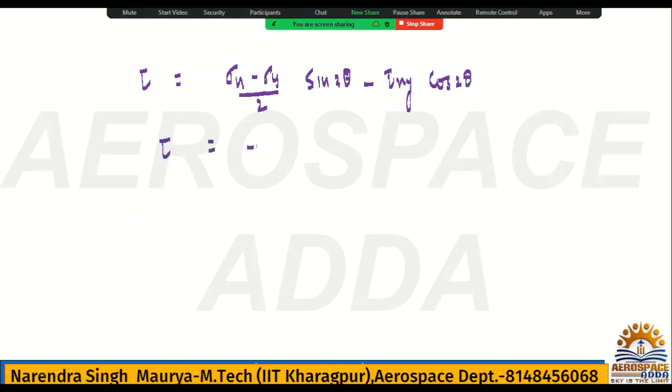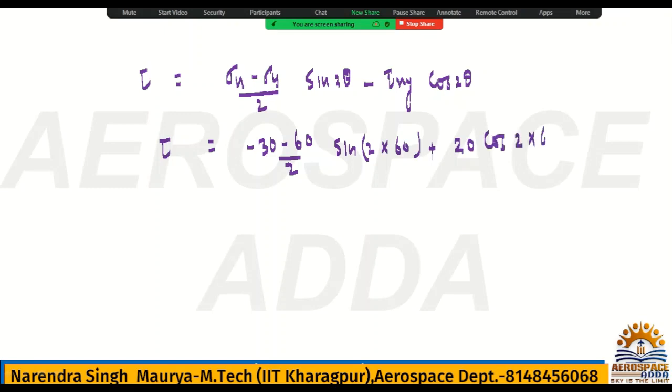You keep the values. Sigma x is negative, minus 30, minus 60 by 2 sin 2 theta, you got 60 degree as per your requirement, minus tau xy is negative, so minus minus 20 megapascal is the tau xy, into cos 2 into 60. You calculate the tau value. This value is minus 48.97 megapascal. Positive or negative, it can be anything, so it doesn't matter.